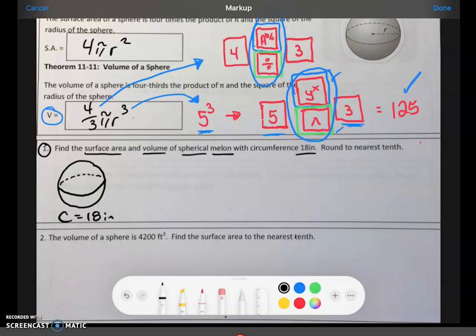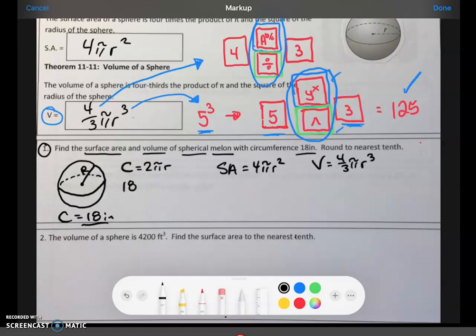What we're going to need for the surface area, which is a formula, 4 pi r squared, or the volume, which is 4/3 pi r cubed, we're going to need the r, the radius. How far is it here to here? And so we're going to use the circumference to figure out the radius. Circumference formula is, of course, 2 pi r.